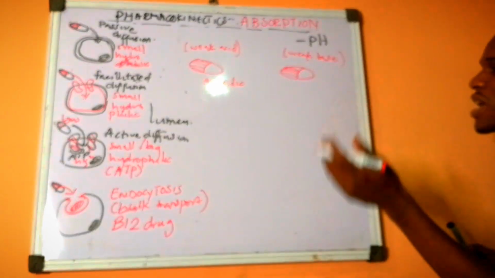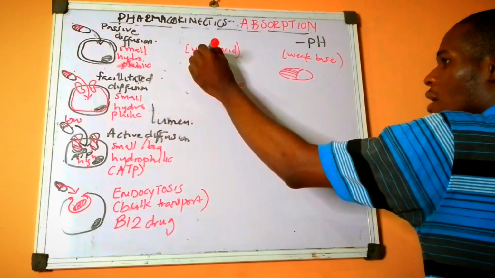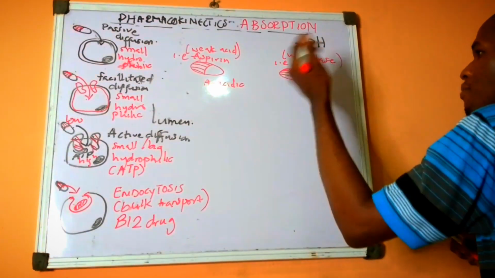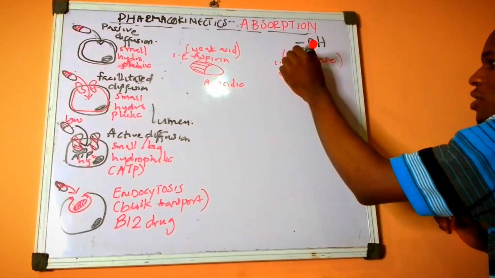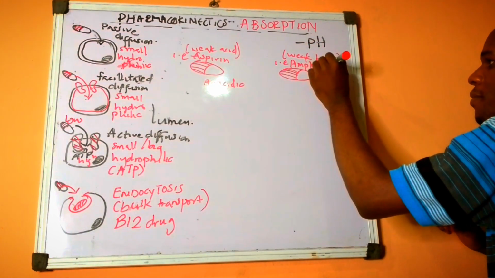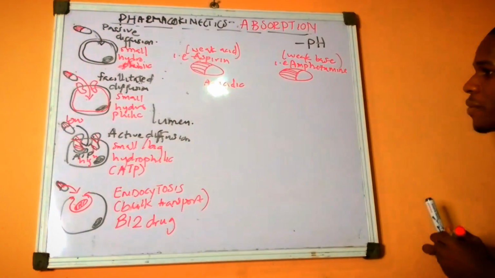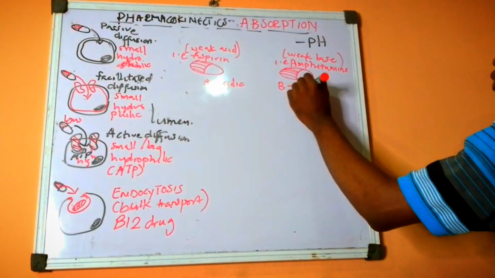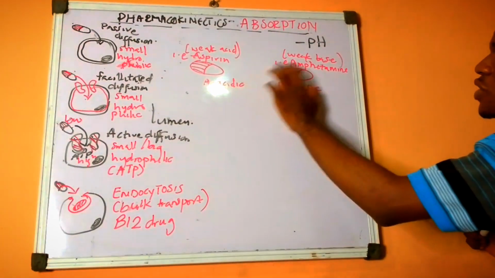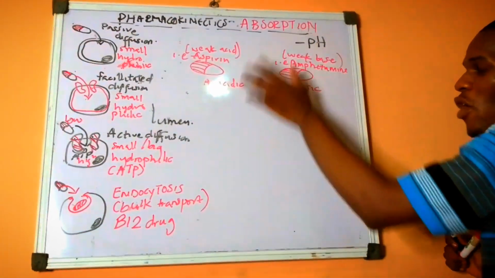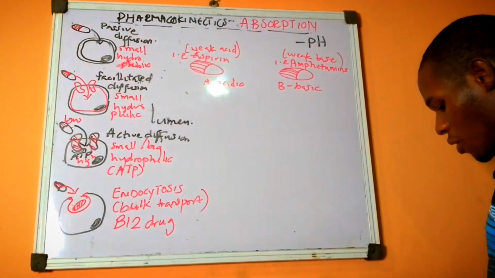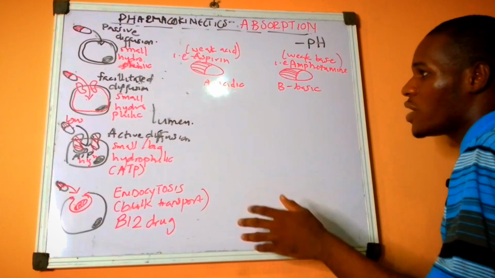An example of a drug that is a weak acid is aspirin. An example of a drug that is a weak base, there are lots of them: imipramine, lidocaine. Let me just go with amphetamine, a CNS stimulant. So most drugs are weak acids and weak bases. So the pH environment can actually influence the absorption of the drug. So let's take for example an acidic drug.